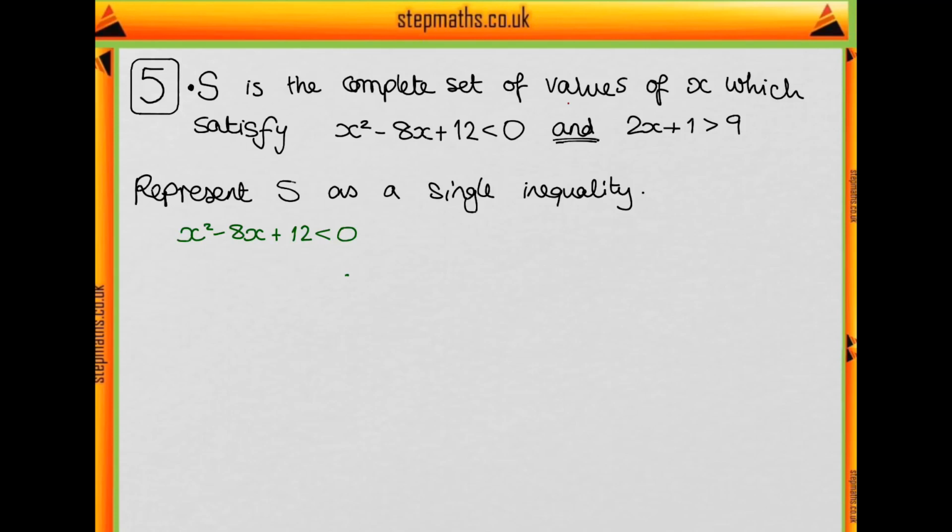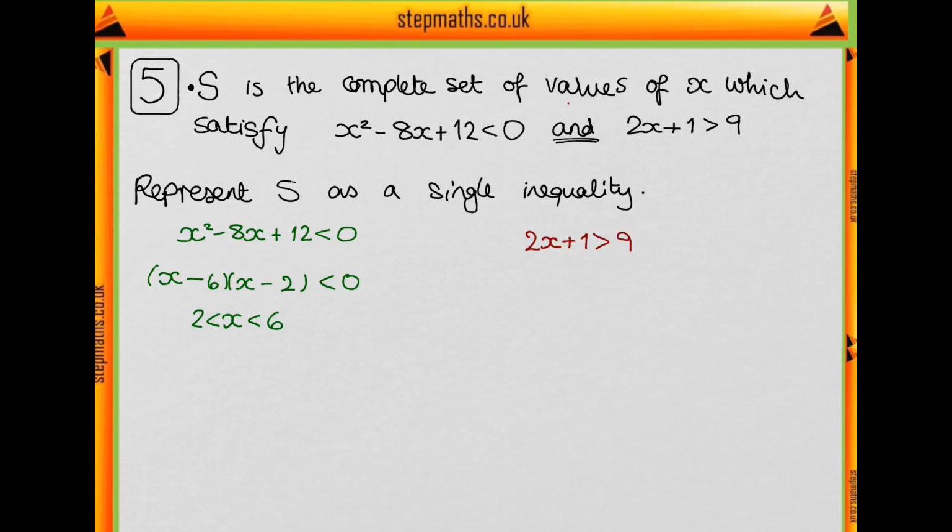So let's start with the quadratic, slightly harder. We're just going to factorise it into x minus 6 and x minus 2. And so from this we can see that the values which will satisfy this are x between 2 and 6. If you aren't sure why, you could sketch it and then think, where is it below the x-axis? And it is between 2 and 6.